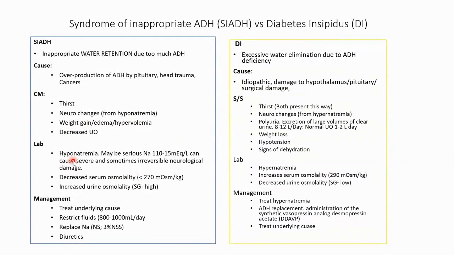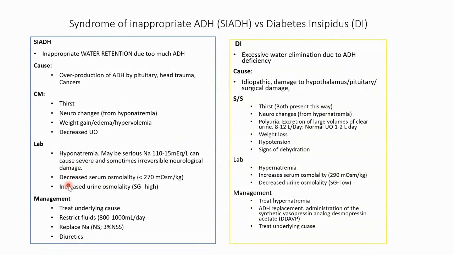They are hyponatremic because they're loaded with water, so it dilutes their sodium out. This can be serious. Anybody who has sodium levels between about 110 to 115 can have severe and sometimes irreversible neurologic damage. We'll talk about correcting sodium a little bit too. So we have to keep an eye on their sodium.